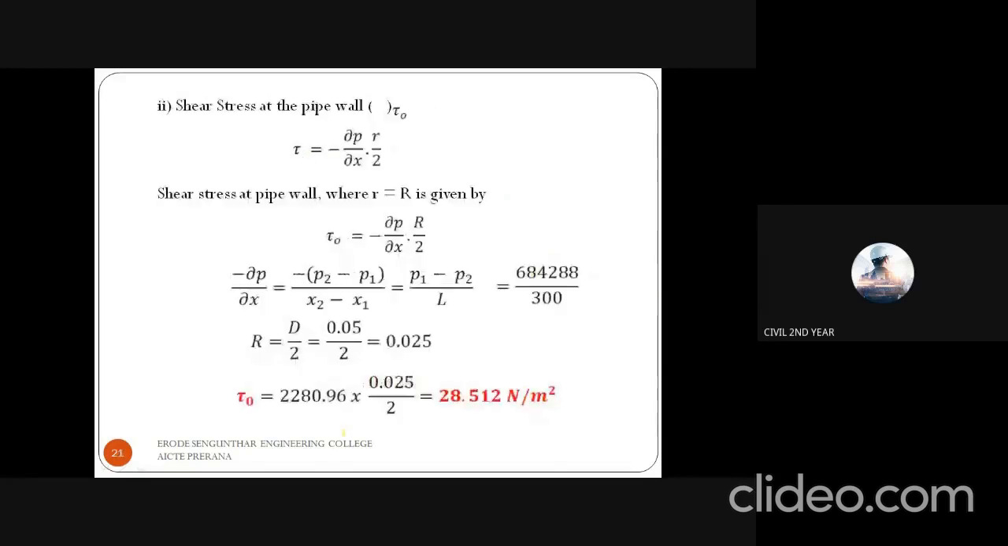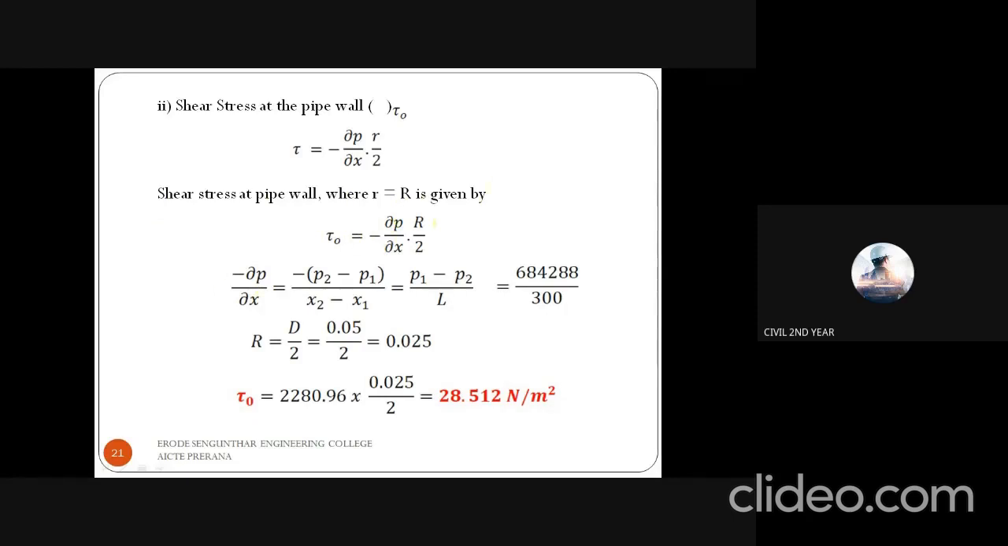Then the second unknown data is shear stress, which we have to find out. The shear stress at the pipe wall is tau naught, which is equal to minus dou p by dou x into r by 2. But here our radius is capital R. So the shear stress at the pipe wall, where r is equal to capital R, is given by tau naught, which is equal to minus dou p by dou x into R by 2.